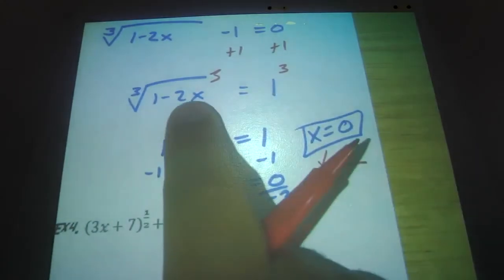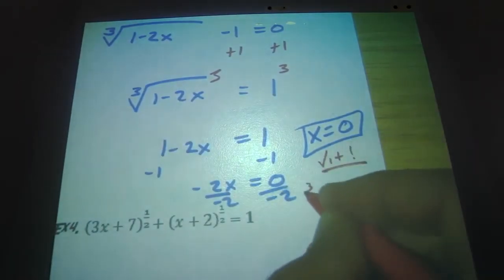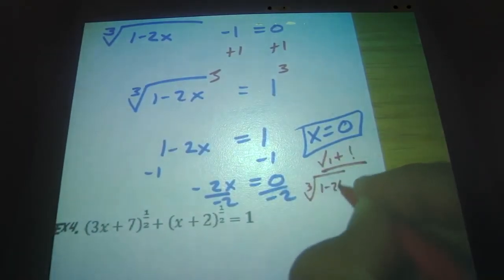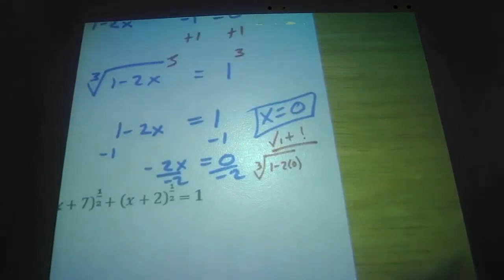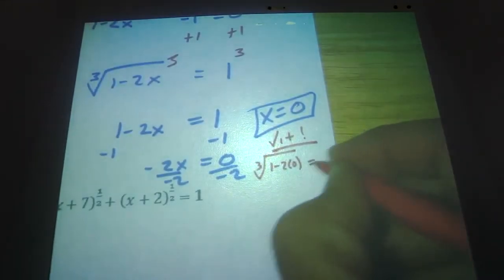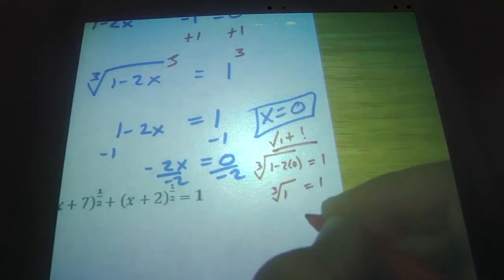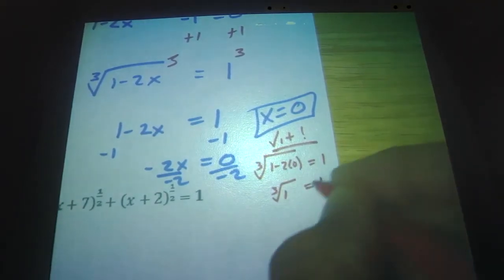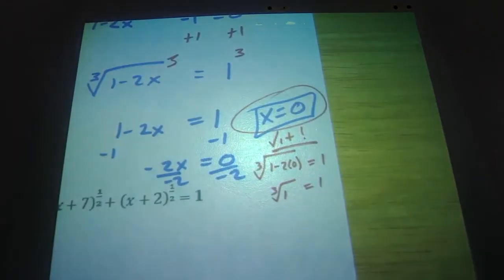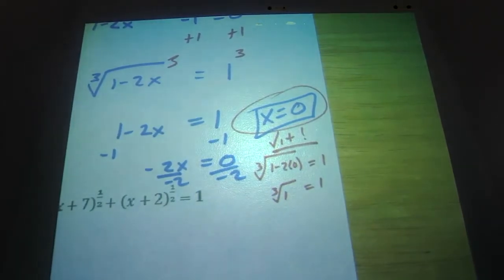You're going to want to every once in a while. It doesn't work out. I'm going to plug in 0. I've got the cube root of 1 minus 2 times 0. And that equals 1. Well, that's the cube root of 1 equals 1. And the cube root of 1 is 1. So that checks out. Okay, so you definitely want to be checking these square roots, cube roots. Because every once in a while it doesn't work out. So double check.